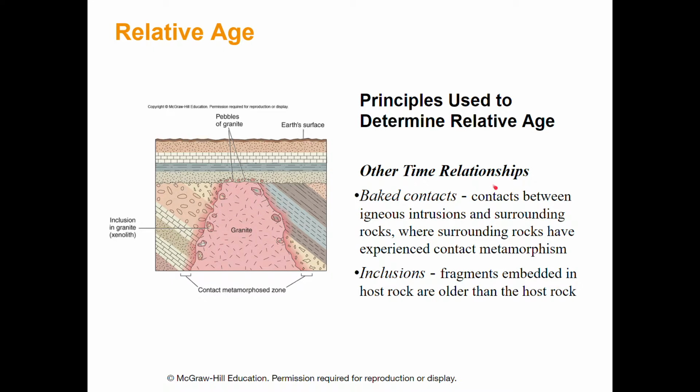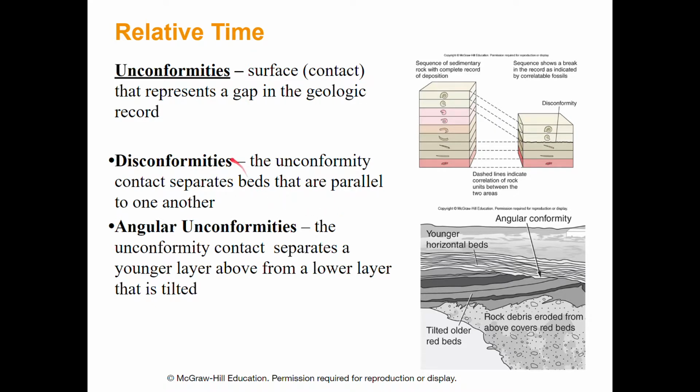So, other relationships: there's big contacts, then there's inclusions, so the fragments embedded in the host rock are actually older. This isn't too important. In fact, I'm not really going to go over it. You can read this on your own, but it's not super important. Basically, if we find these inclusions in this granite, we know they're actually older, because this granite was an intrusion that cut across this other stuff. It's fairly obvious when you start to think about it.